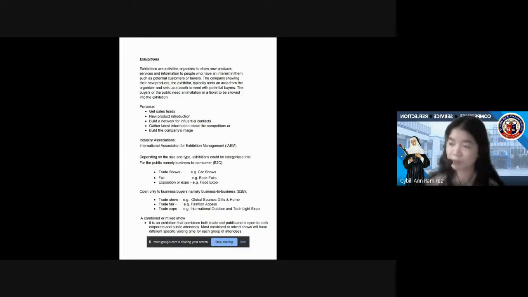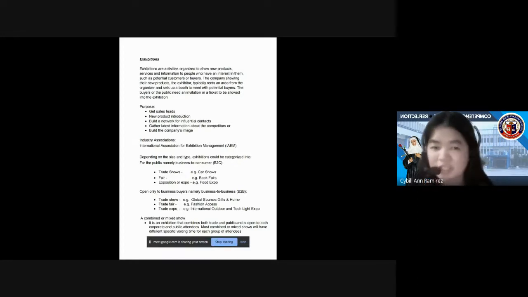Each hotel had a certain booth to attract shoppers. With pamphlets, we highlighted the nice facilities of our hotel to encourage them to check in. So that's an example of an exposition, with stalls or booths. Sometimes in an exhibition the company shows their new products, and the exhibitor typically rents an area from the organizer and sets up a booth to meet with potential buyers.